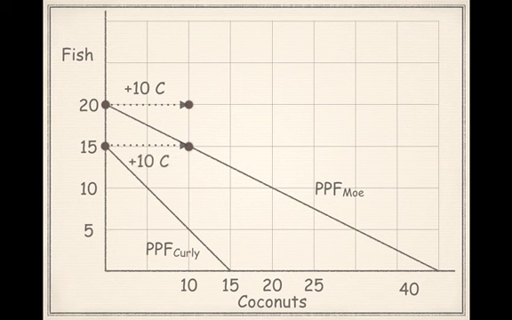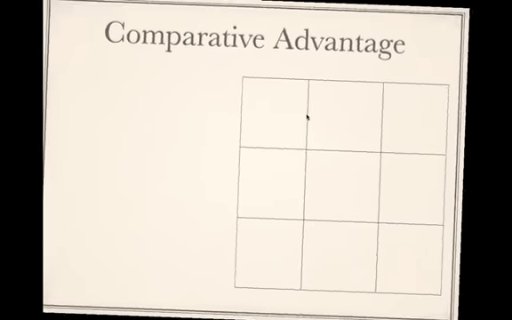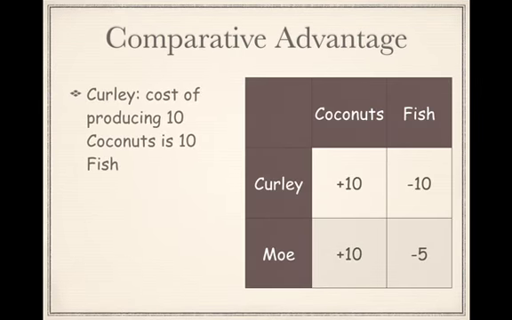So if they both produce 10 additional coconuts, what do they lose in terms of fish? Well, we can see that when Mo increases production by 10 coconuts, he only loses 5 fish relative to the 10 fish that Curly loses. So therefore, Mo has a lower opportunity cost in coconut production because he only loses 5 fish when he produces 10 additional coconuts, whereas Curly loses 10 fish when he increases coconut production by 10 units. And this table here just maps out that information.